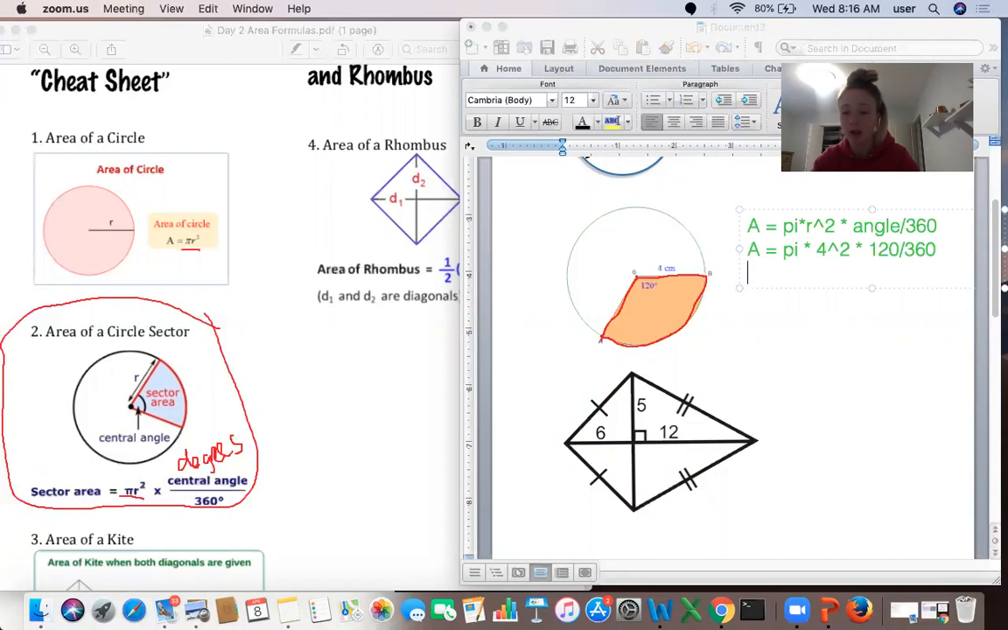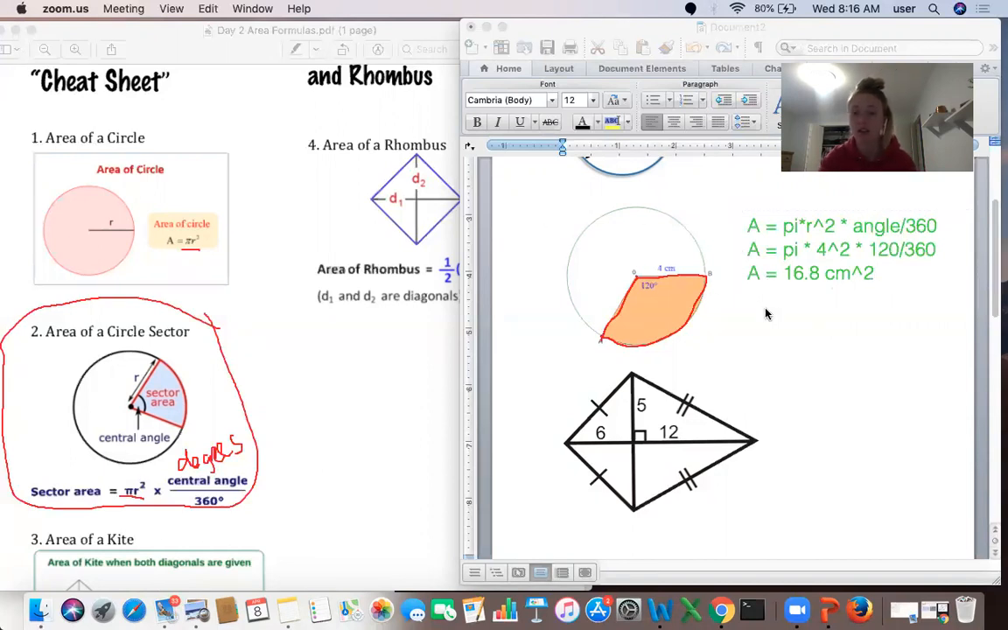Okay, I'm going to take pi times 4 squared, which is 16. And then I'm going to multiply, I'm going to put this in parentheses, by parentheses 120 divided by 360. My final answer, I get, oops, I meant to make that capital, 16.8 when I round. Okay, you can try that and see if you get that yourself. Centimeters squared because it's area.